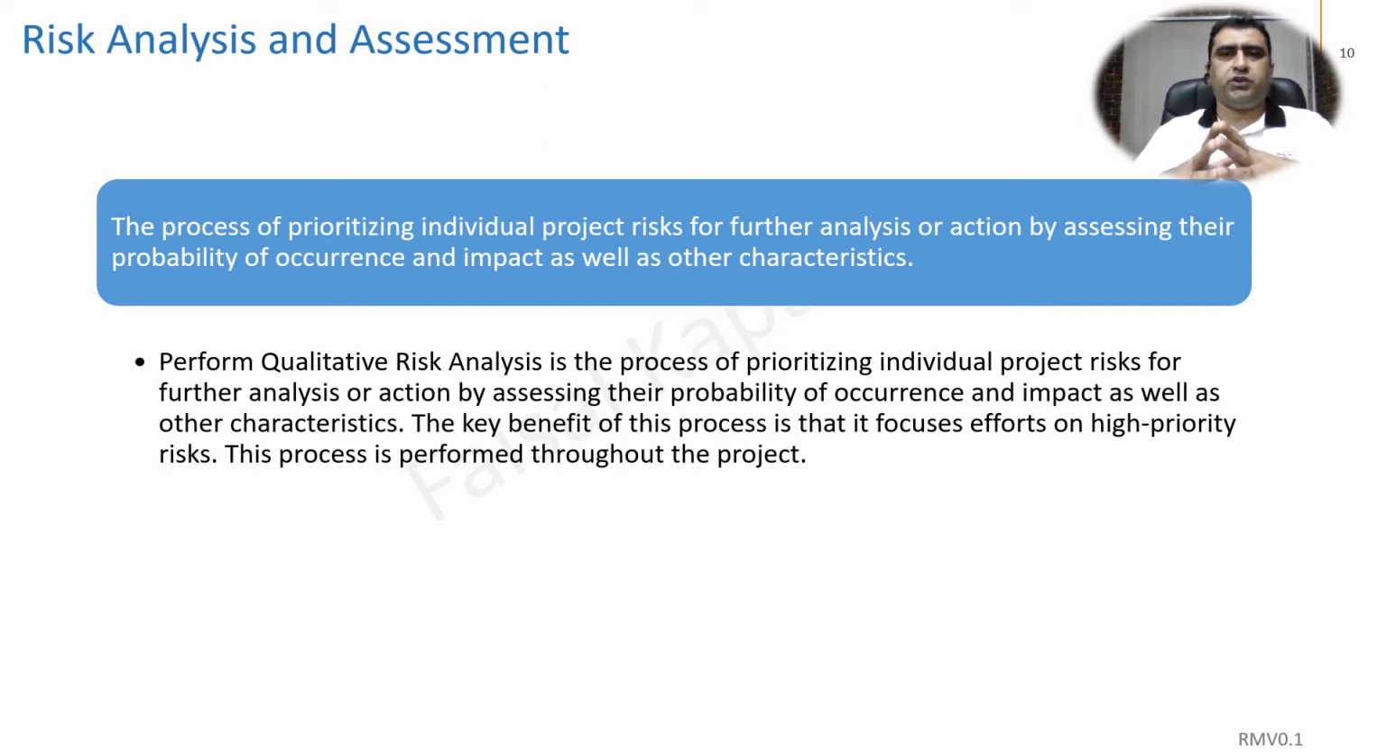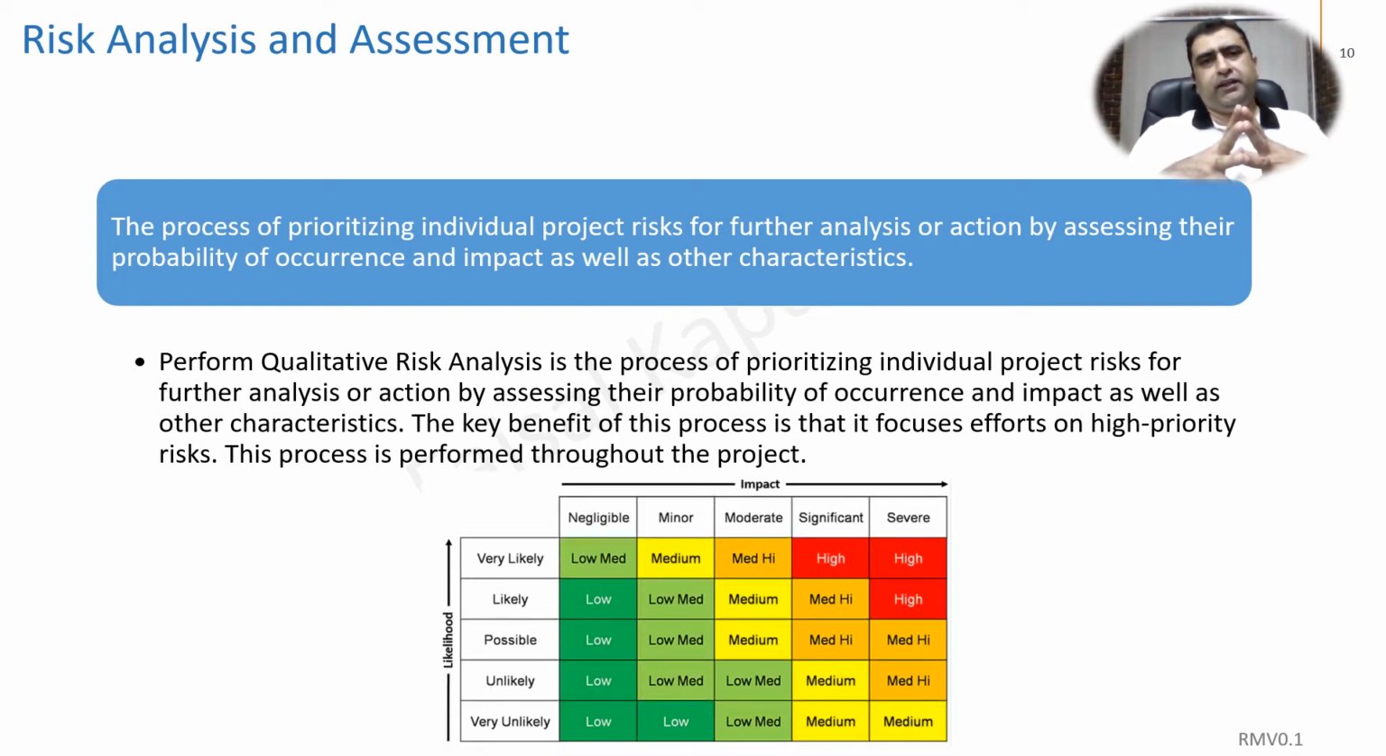In this process, we do the qualitative risk analysis, and this is about identifying the probability or likelihood of a particular risk and assessing the impacts, whether the impact is negligible, minor, moderate, significant, or severe, right? And similarly, we see whether the probability is likely, possible, unlikely, or very likely. The values that I am showing to you are just an example. You can have your own unit of measures to identify the impact and the likelihood of a particular risk.